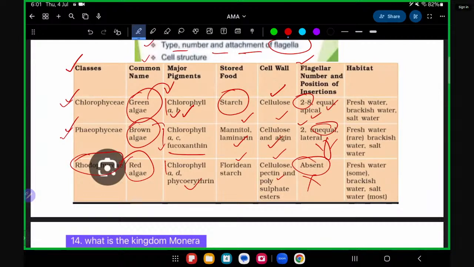Okay. You can see the habitat also. Okay. What are the star marked questions here? Here, you can expect questions on major pigments and stored food.